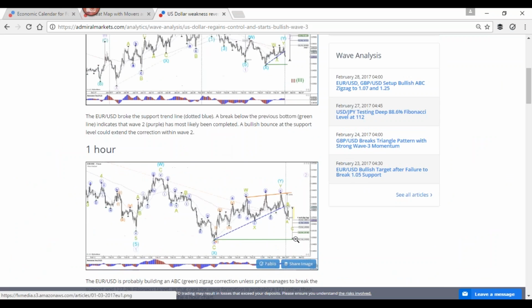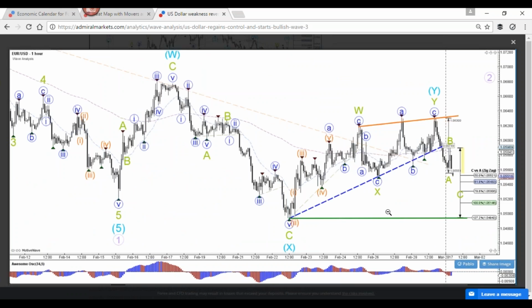Now let's take a look at the hourly chart. I still have an ABC, but if price breaks through that green line, then this will become a 1, 2, 3 green rather than an ABC green.